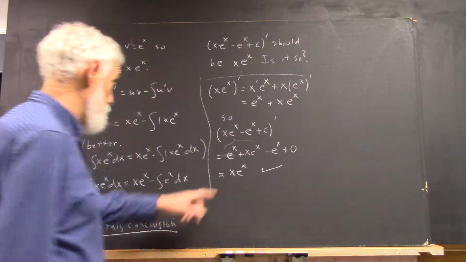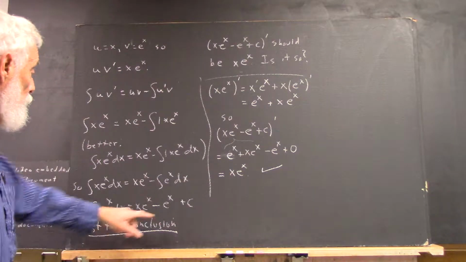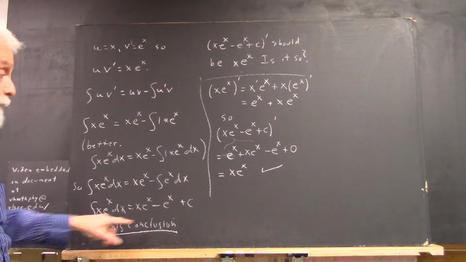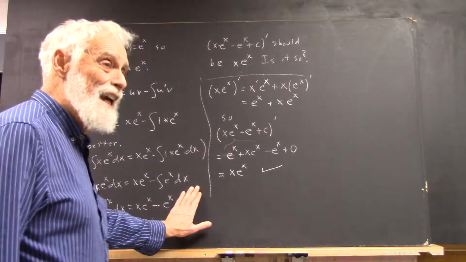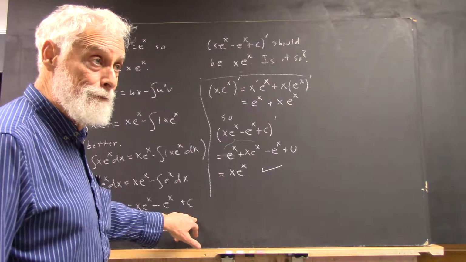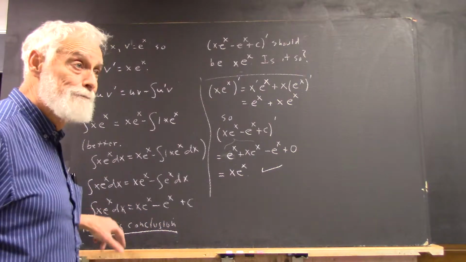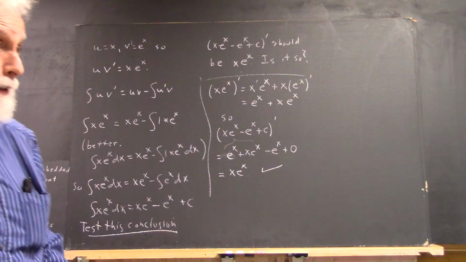Big old check mark. It is equal to what it should be, proving that this is the general antiderivative of this. Without the c, it's an antiderivative, but with the c, it's the general antiderivative, which I think the question asked for. I would have been happy with this, but I do want to see you add that c to get the general antiderivative.